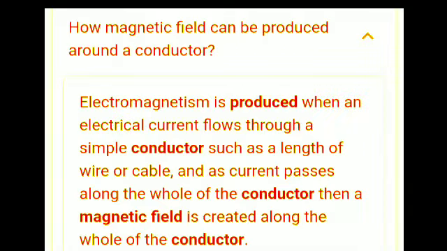Next topic is magnetic field produced around the conductor. How can a magnetic field be produced around a conductor? Electromagnetism is produced when an electrical current flows through a simple conductor such as a length of wire or cable, and as current passes along the whole of the conductor, a magnetic field is created along the whole of the conductor.